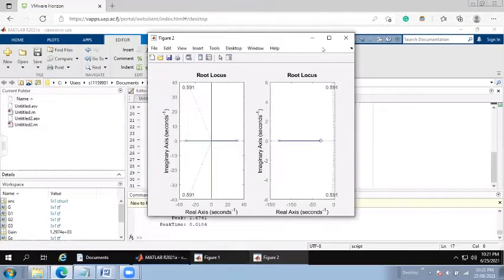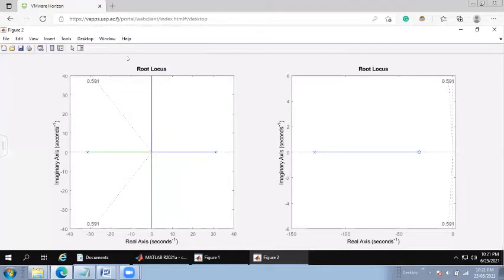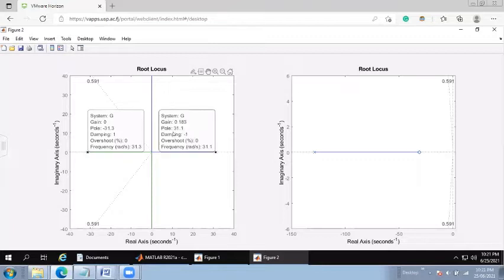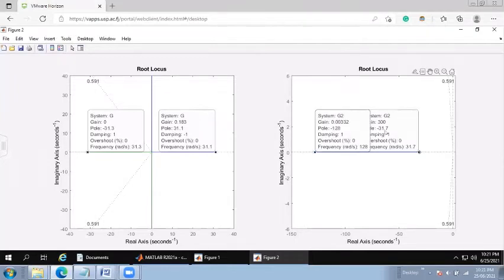As promised, for figure 1, this displays the root locus before the compensator. As you can see, the pole is at negative 31.3 for both of them. And for this root locus, the final pole which we added was negative 31.7. This should be the same. So this is for figure 2, the root locus.